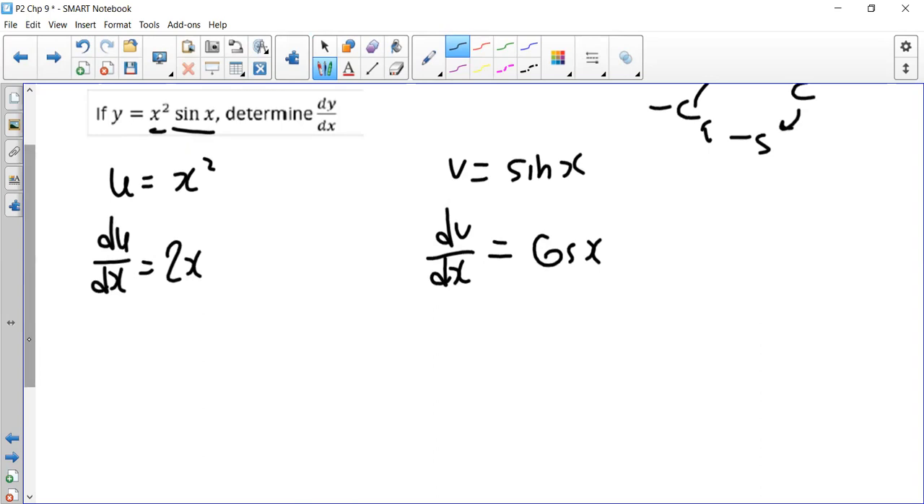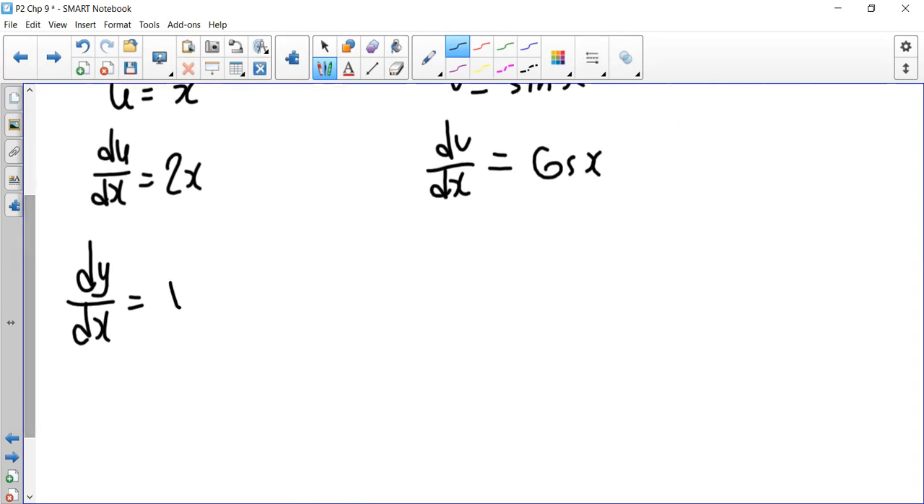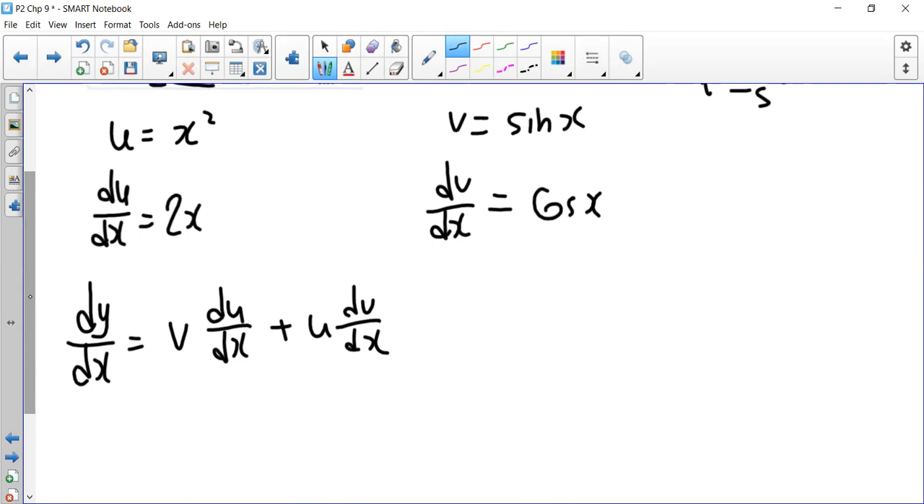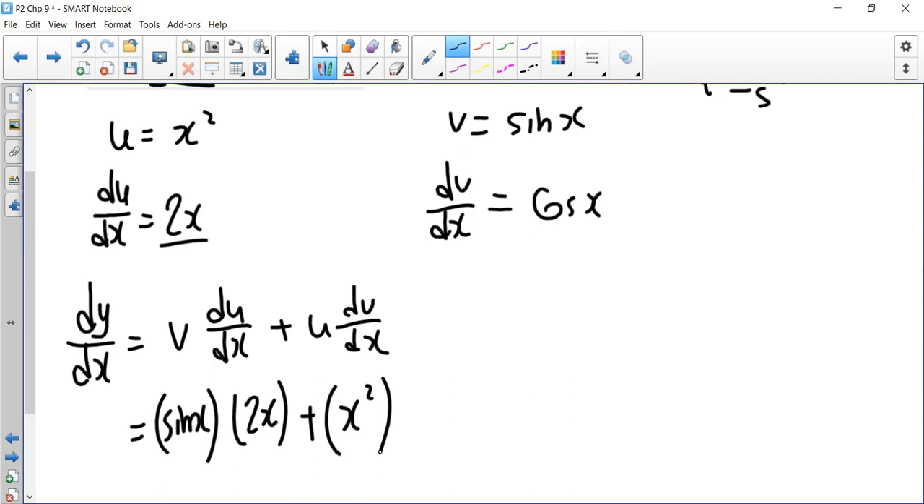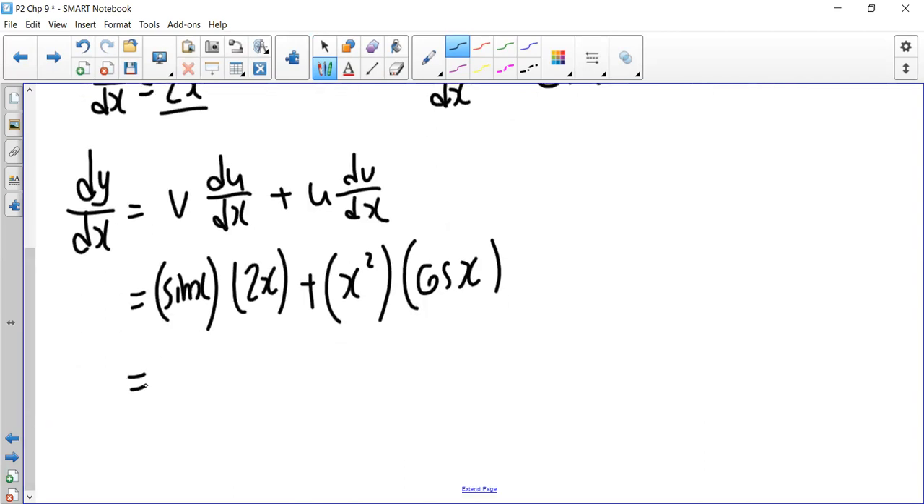So using the formula for the product rule, dy by dx equals v du by dx plus u dv by dx. I'm going to rewrite the formula once here, but you don't normally have to write it, and I won't normally write it either. So v is sine x, times du by dx, which is 2x, plus u, x squared, times dv by dx, which is cos x. I'm going to rewrite it a bit nicer: 2x sine x.